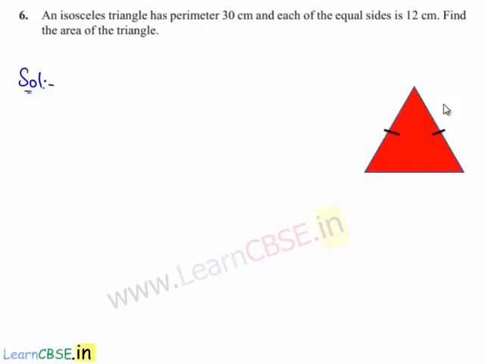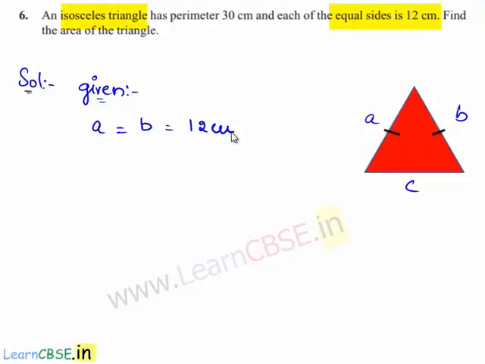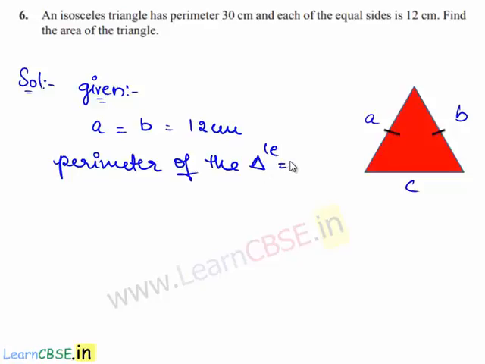So let us take an isosceles triangle. Let its sides be A, B and C. So given equal sides of the isosceles triangle, that is from the figure, A is equal to B is equal to 12 centimeters and also perimeter of the triangle is equal to 30 centimeters. So we know that the perimeter of the triangle is the sum of the lengths of all the three sides of the triangle.